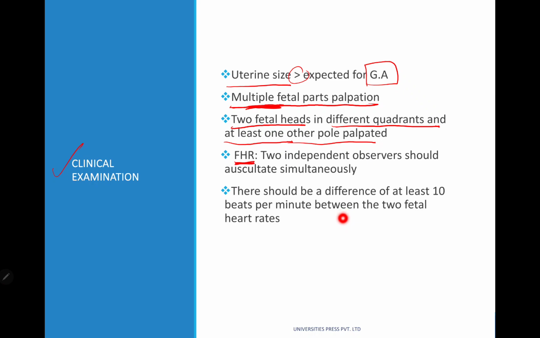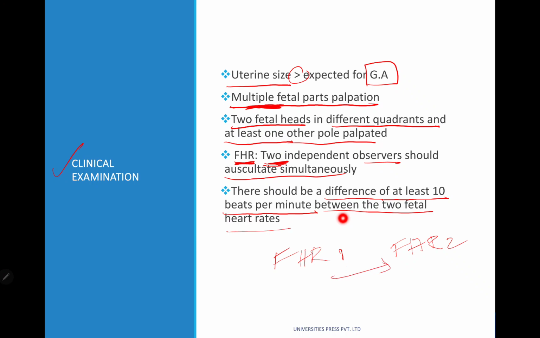Now coming to the fetal heart rate, two independent observers should auscultate simultaneously for fetal heart rate, and there should be a difference of at least 10 beats per minute between the two fetal heart rates. Say suppose this is the fetal heart rate of baby 1 and this is the fetal heart rate of baby 2. The difference between these two rates should be at least 10 beats per minute.